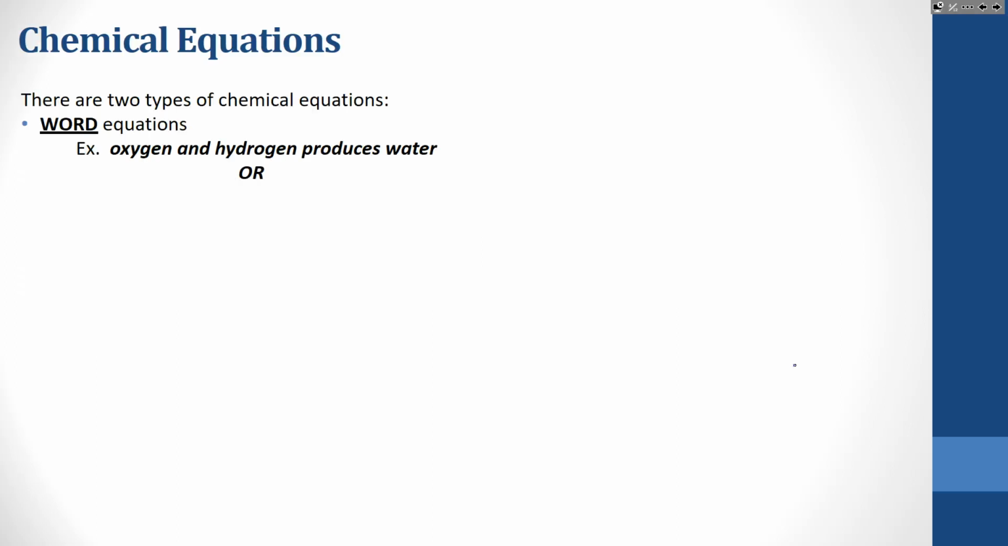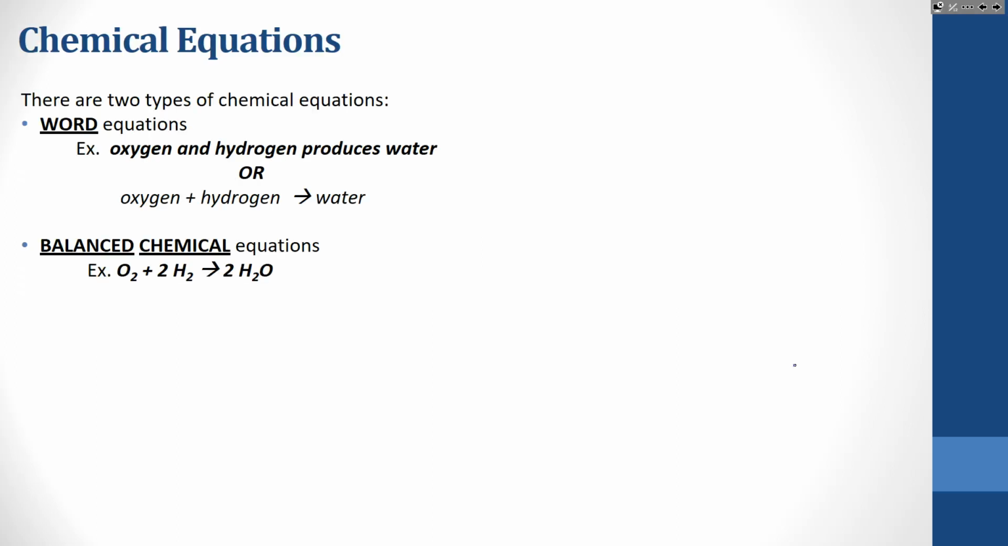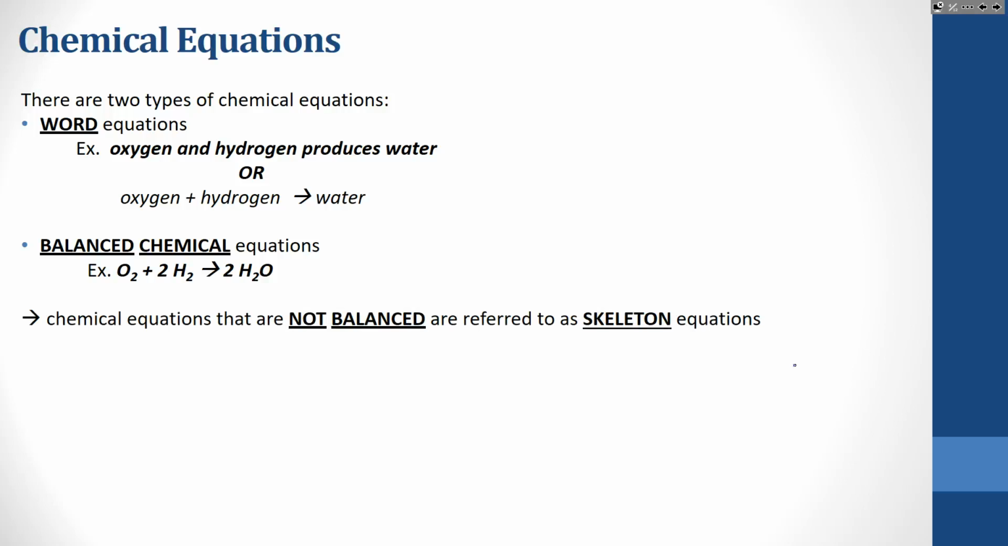Now, you will see reactions in a couple different ways. You can see them as a word equation where we say oxygen and hydrogen produce water, or you can see it as a balanced chemical equation where you actually have the elements or the compounds, the formulas. So O2 plus 2 H2s makes 2 H2Os. Now, chemical equations that are not balanced, so this one's a balanced one, because you'll see what I mean in a minute, we usually just call skeleton equations, and you'll have to balance it.